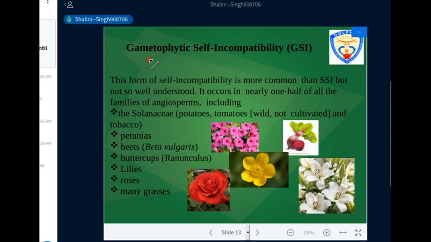Gametophytic self-incompatibility is more common than sporophytic self-incompatibility, but not so well understood. It occurs in nearly one half of all the families of angiosperms, including the Solanaceae. Solanaceae is a family which has potatoes, tomatoes and tobacco, petunias, beet, that is Beta vulgaris, buttercups, ranunculus, lilies, roses, and many grasses.